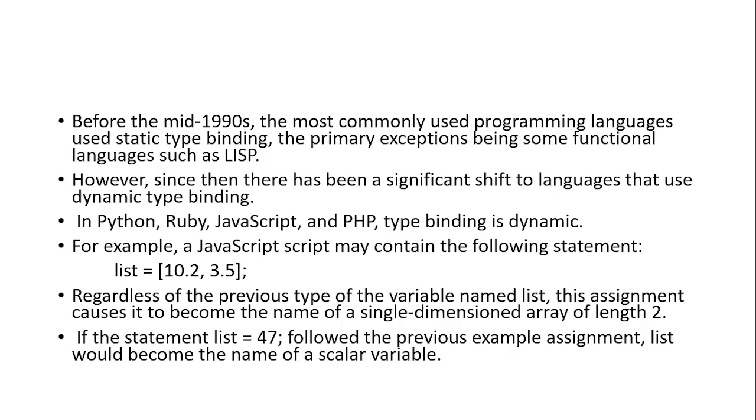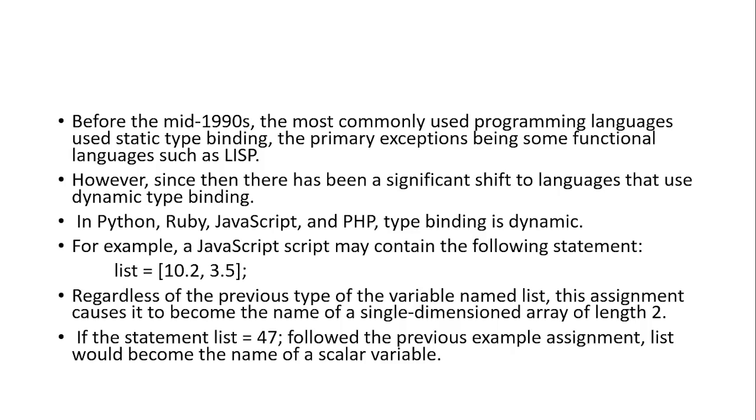Before the mid 1990s, the most commonly used programming languages used static type binding, the primary exceptions being some functional languages such as Lisp. However, since then, there has been a significant shift to languages that use dynamic type binding. So in Python, Ruby, JavaScript and PHP, type binding is dynamic.